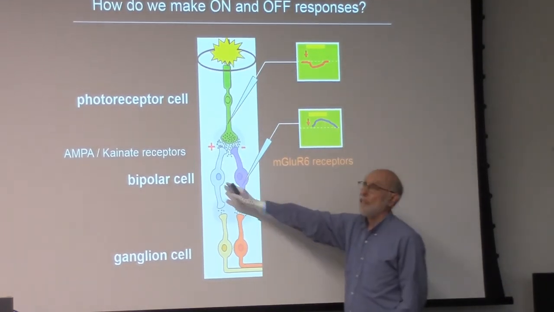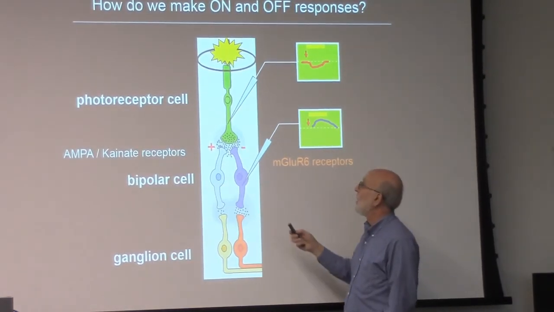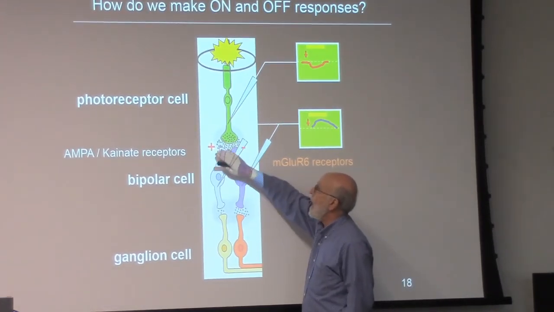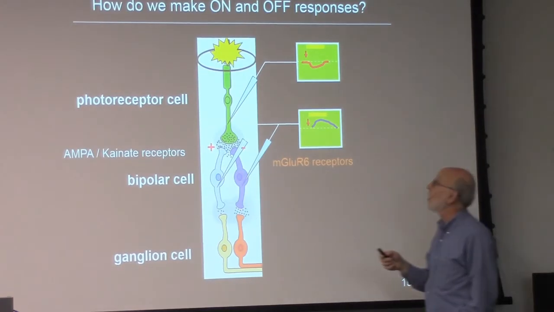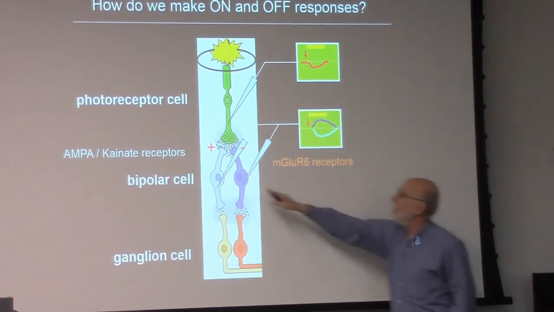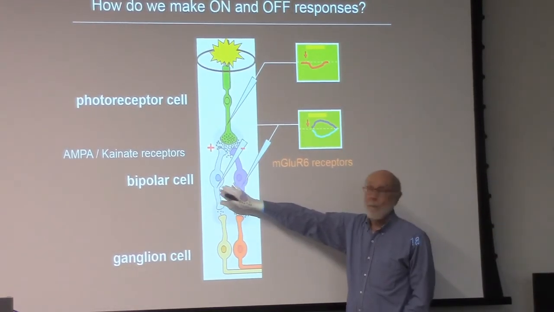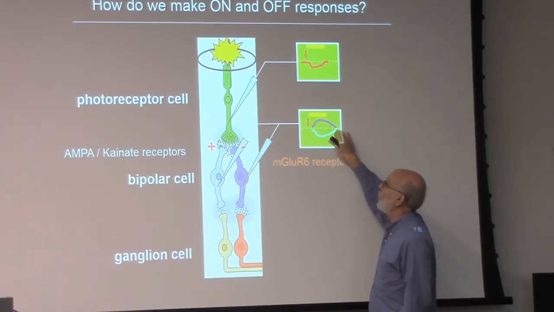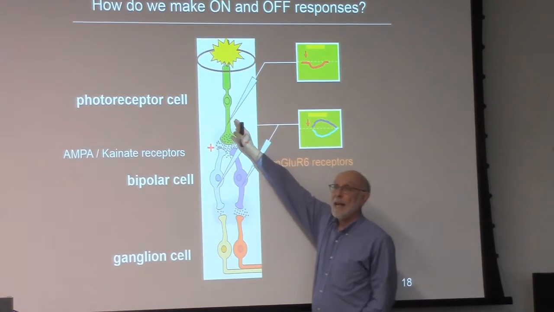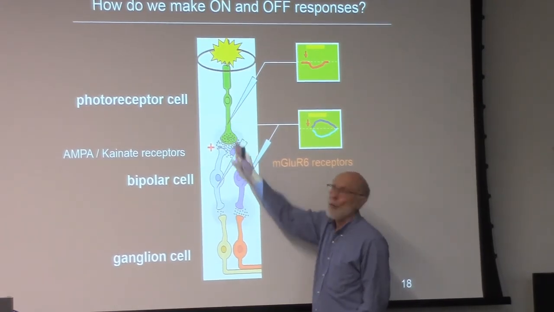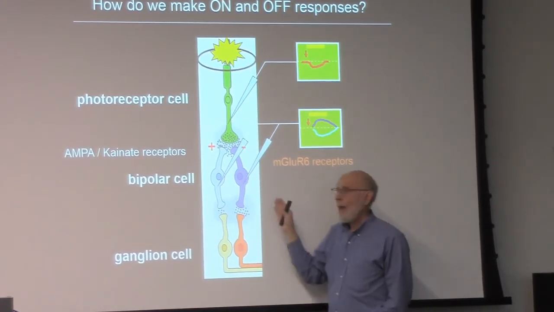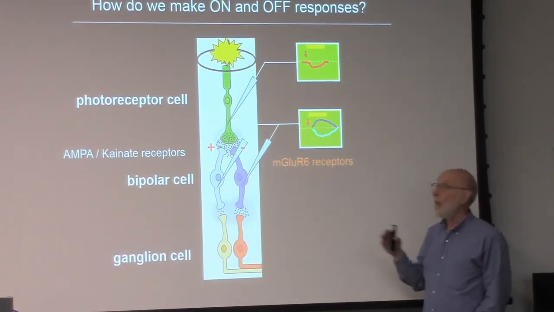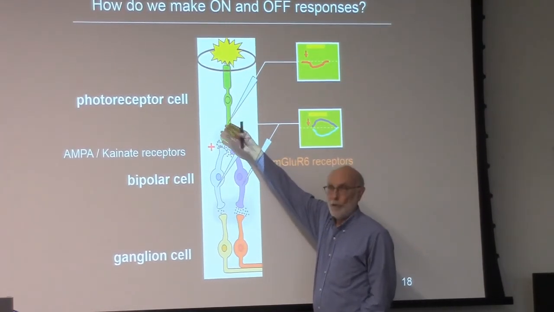Now you can predict already what's going to happen to this one. Decreased glutamate, decreased activation is going to cause a hyperpolarization of this cell. So some bipolar cells are depolarized by the light that hits their photoreceptor cell, the photoreceptor cell to which they are coupled. And some bipolar cells are hyperpolarized by the light that hits their coupled photoreceptor cell.